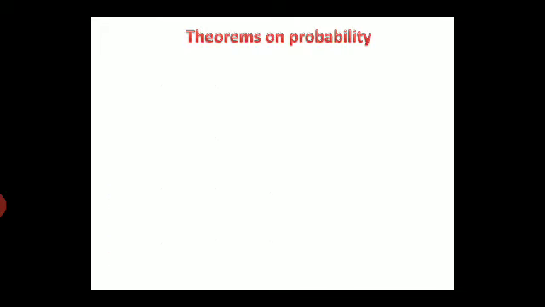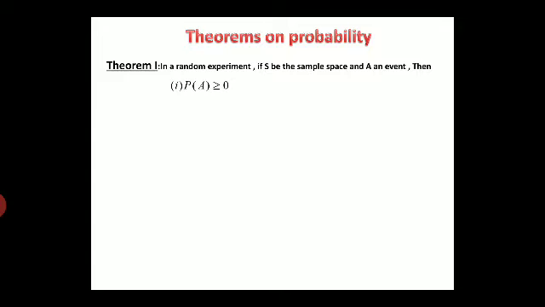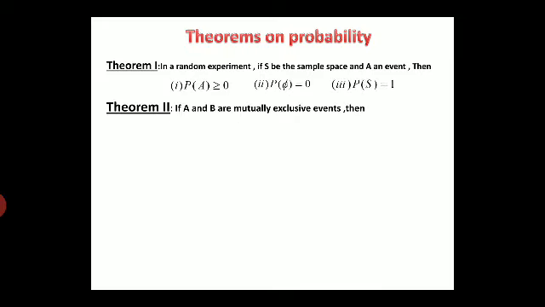Now we'll discuss about some theorems on probability. First theorem, in a random experiment, if S be the sample space and A an event, then probability of A is greater than or equal to 0. Probability of null set equals 0. And probability of sample space is equal to 1. Now theorem 2, if A and B are mutually exclusive events, then probability of A intersection B equals 0.